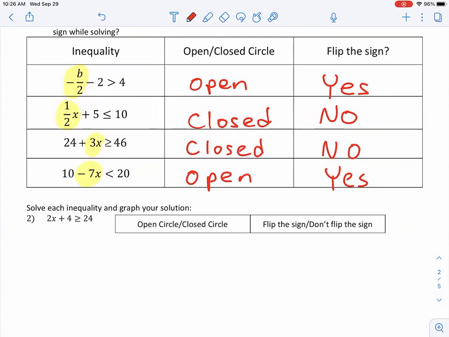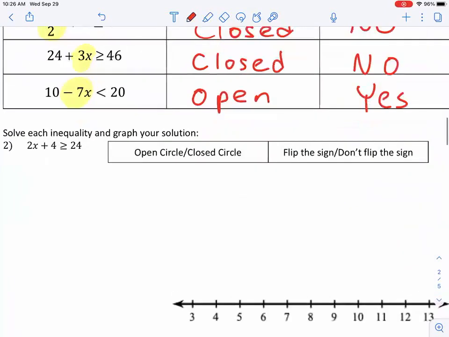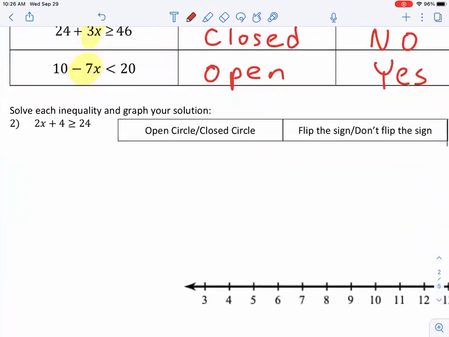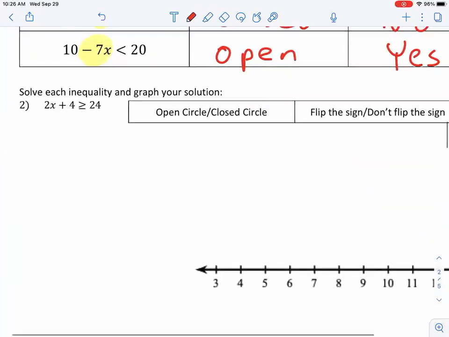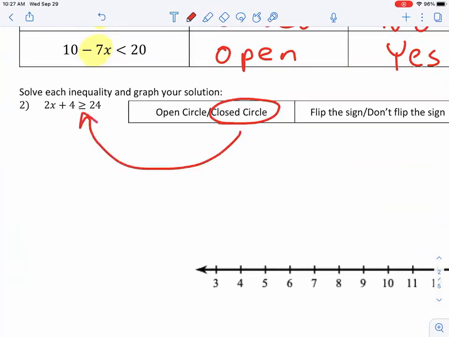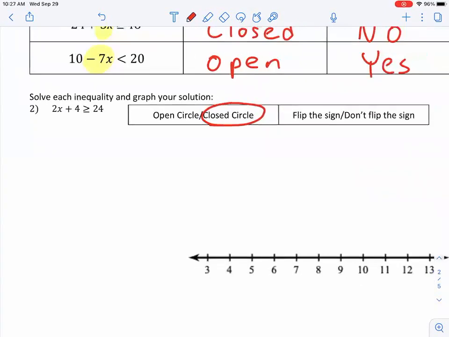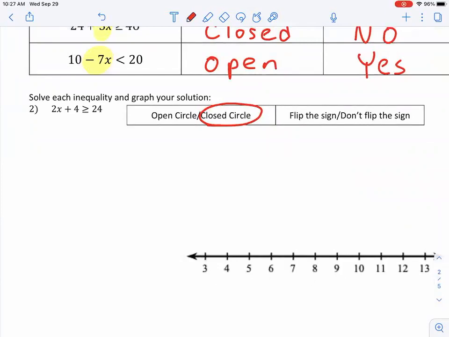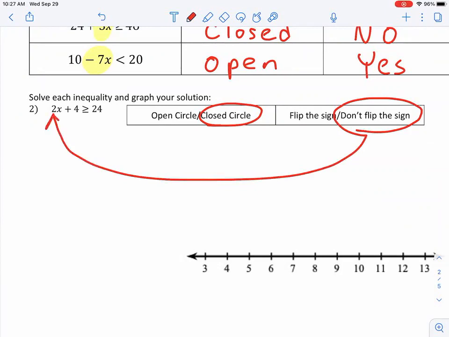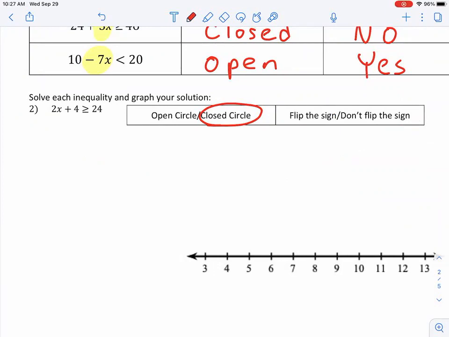When I start problem 2, I'm going to immediately look at it and say, okay, this would be a closed circle. I know it's closed because of the equal sign underneath that. So it is a closed circle. I also know from the equation, I am not going to flip the sign. And that's because the number in front of x is positive. So before I've even done any work, I already know I have a closed circle and I don't have to flip the sign.